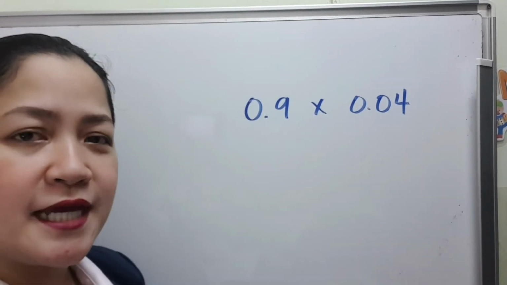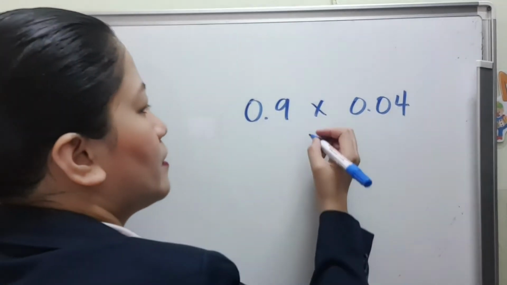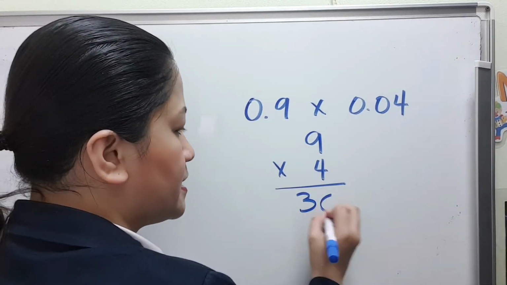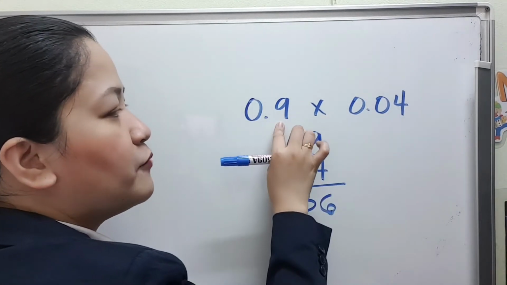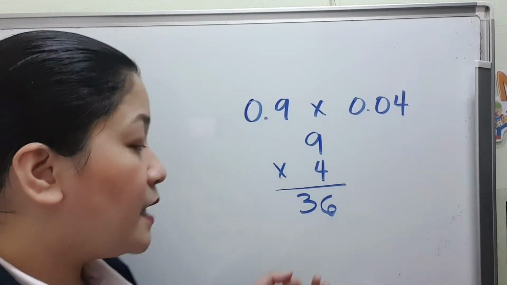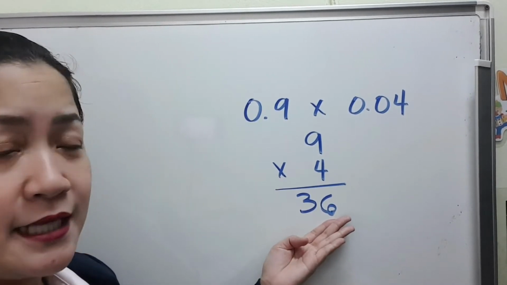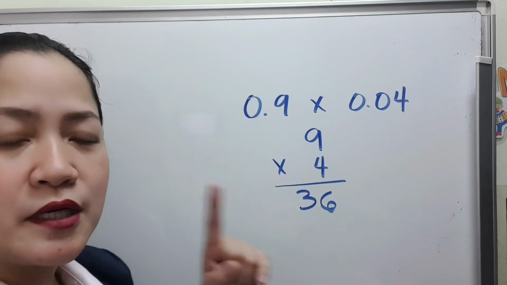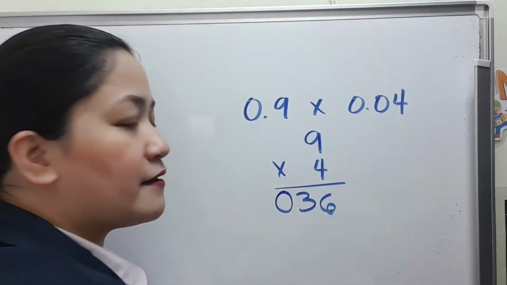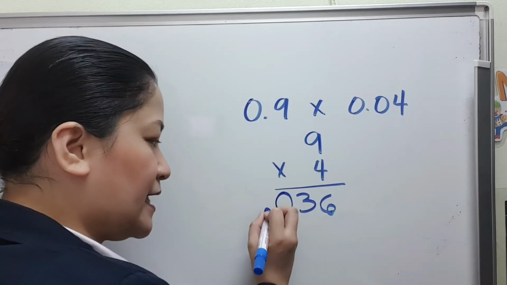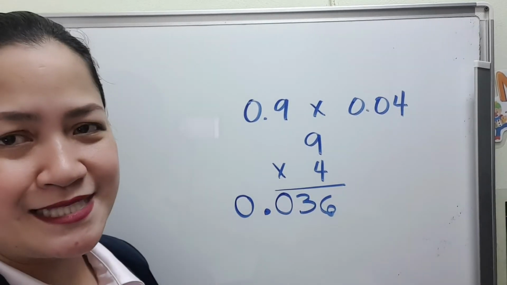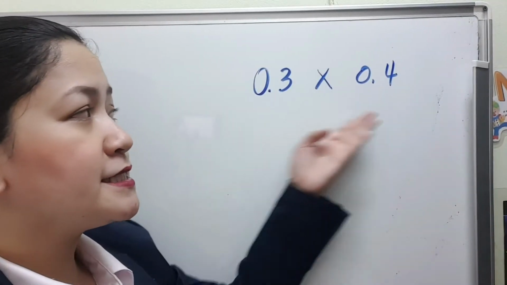Now we have here 0.9 times 0.04. So multiply just like whole numbers. 9 times 4 is 36. Now, go back to our factors. We have 1 decimal place here and we have 2 decimal places here. That gives us 3 decimal places. But looking at our product, when we multiply them as whole numbers, we only have 2 digits. That means we are missing 1 digit. If that happens, you're going to add 0 to the left. Add 0 there and then add the decimal point to its left again. And then since there's no whole number, put 0. We have 0.036.